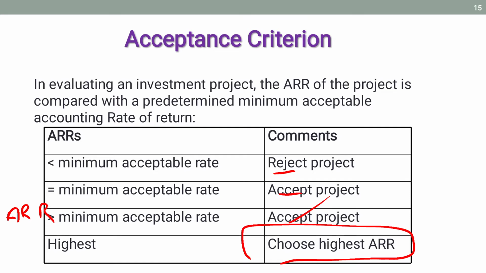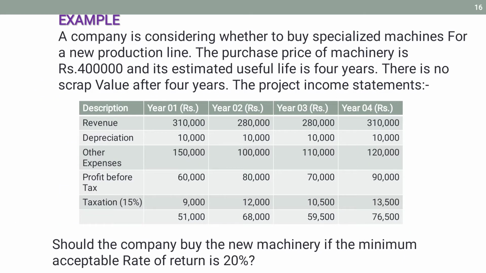Okay, let's do the basic question, right? Example: a company is considering whether to buy a specialized machine for a new production line. The purchase price of the machine is 400,000. Its estimated useful life is 4 years. There is no scrap value after 4 years. The project income statement is given below, right?